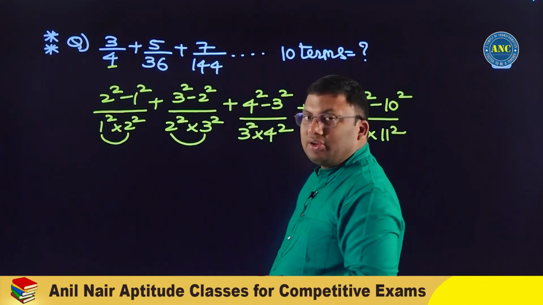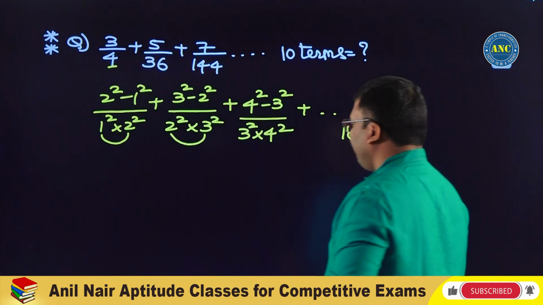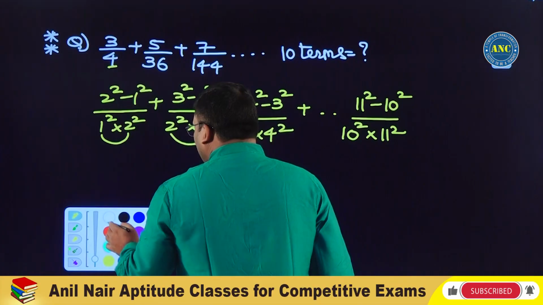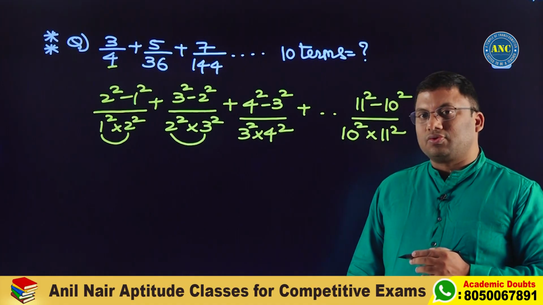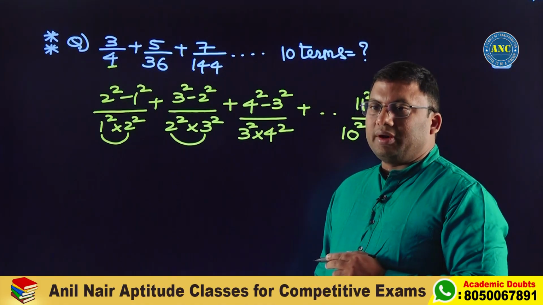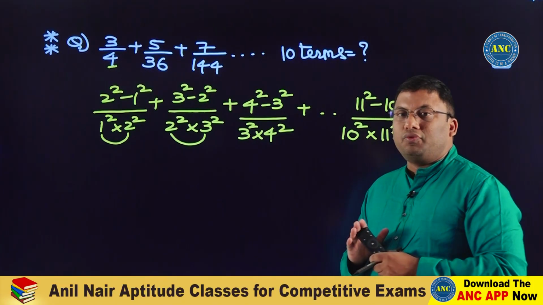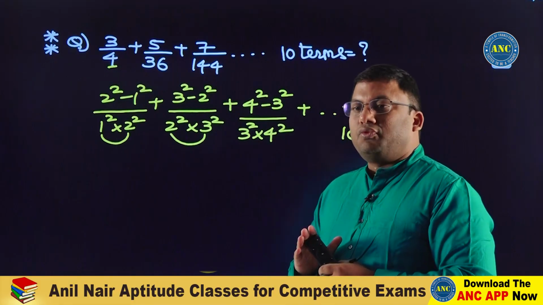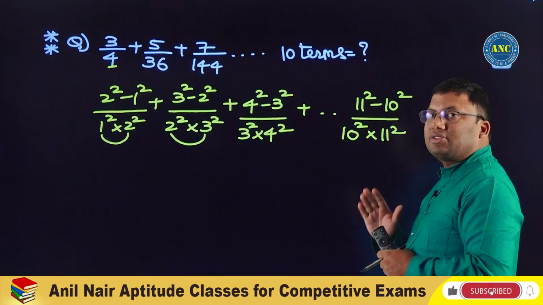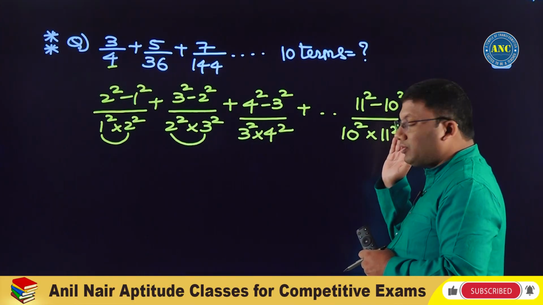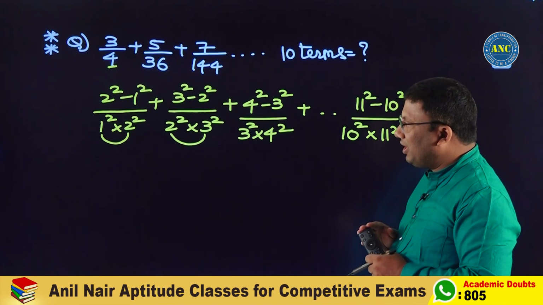4 is 1 square into 2 square. Numerator is 2 square minus 1 square. 36 is 2 square into 3 square. Numerator is 3 square minus 2 square. 144 is 3 square into 4 square. Numerator is 4 square minus 3 square. 10th term is 10 square into 11 square. Numerator is 11 square minus 10 square.